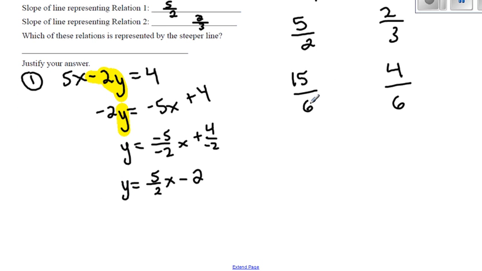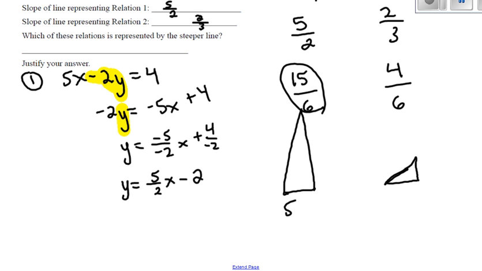I can say that for the same run, so in this case a run of 6 and a run of 6, for the same run, this relationship goes up, rises a lot more than this relationship. So for example, if this is 6, this relationship rises 15, whereas this relationship rises only 4. So clearly, this one is steeper because it has a greater rise for the same run.